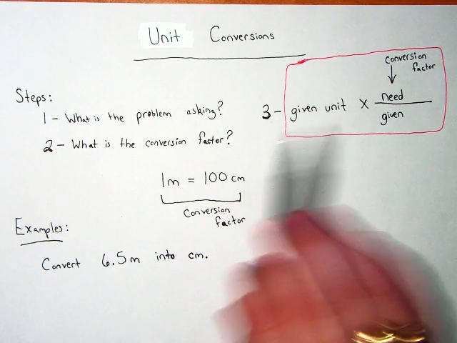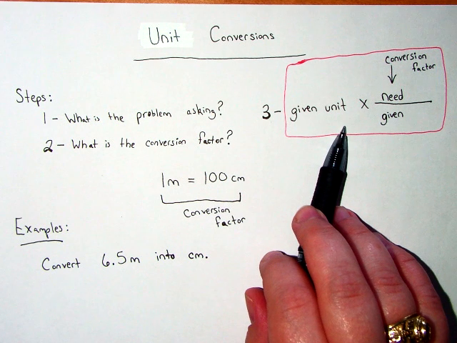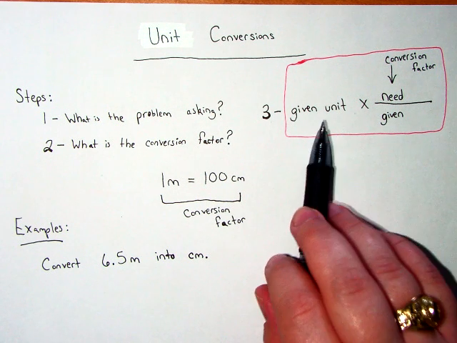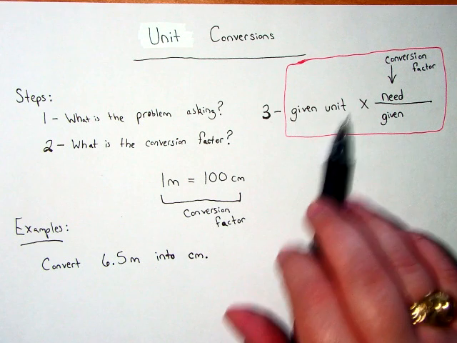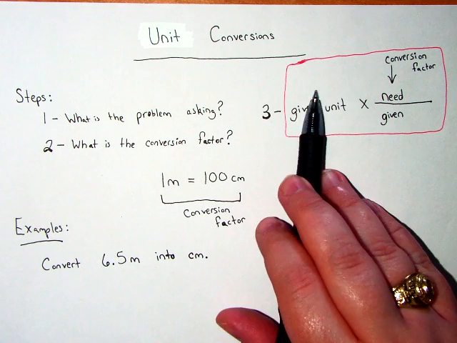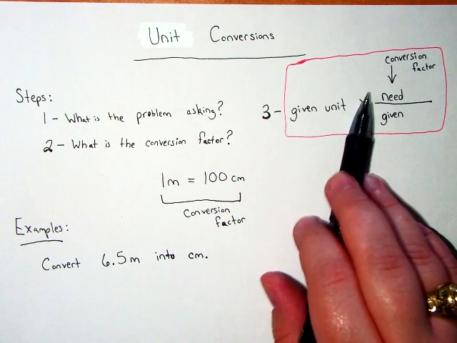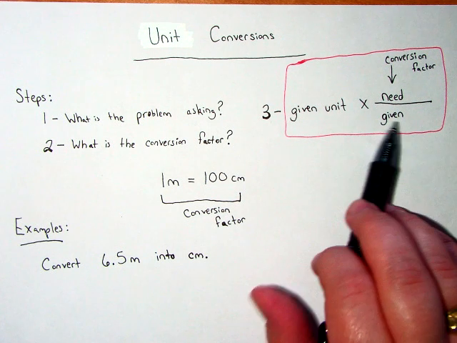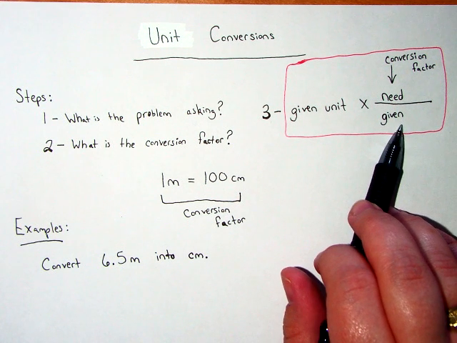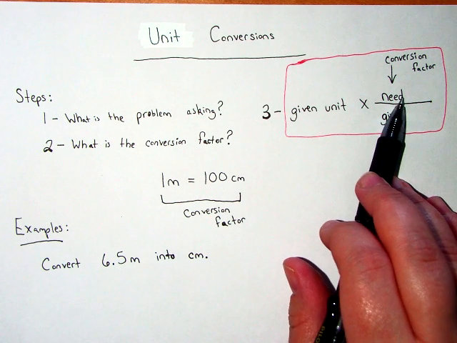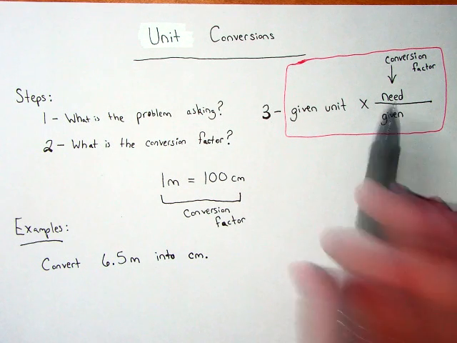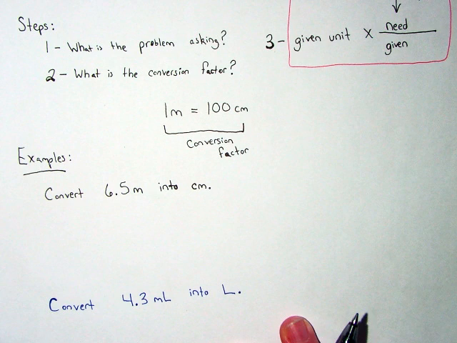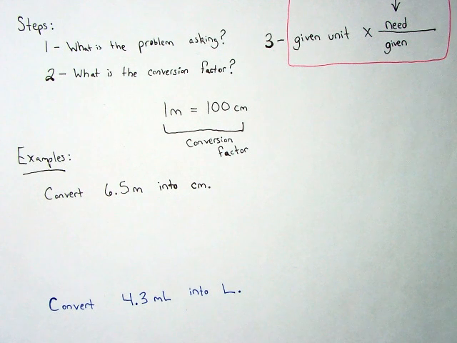Step 3, we're going to actually solve. And I'm going to show you how to solve here in just a second. But the idea is you put your given number right here, times, and you set up a fraction. Whatever your given unit was, you put that on the bottom for your conversion factor. On the top, you put what you're looking for or your need. So let's look at an example of this using a real problem.